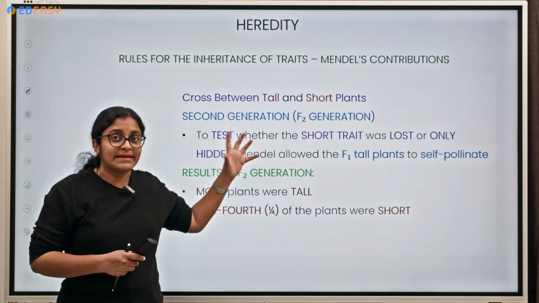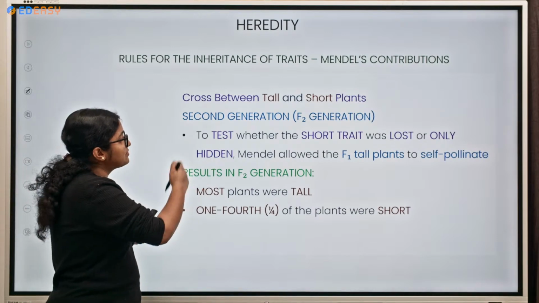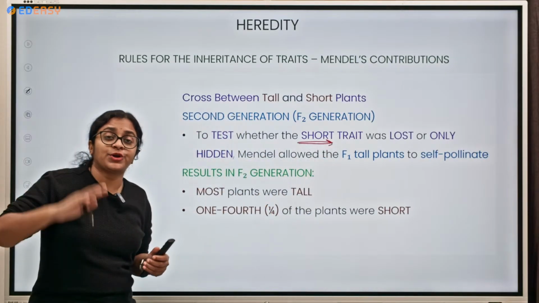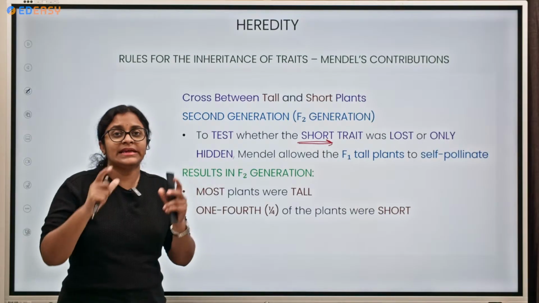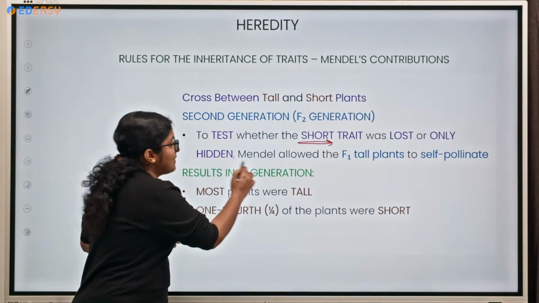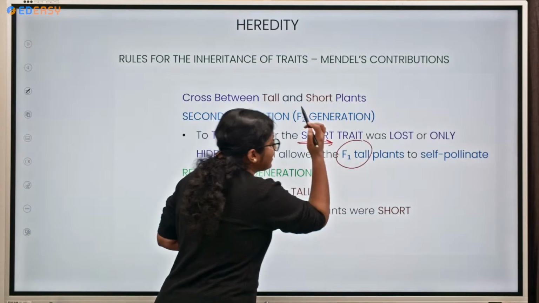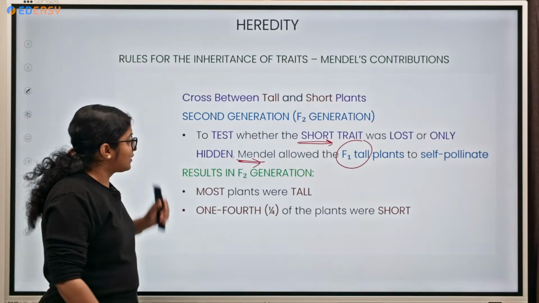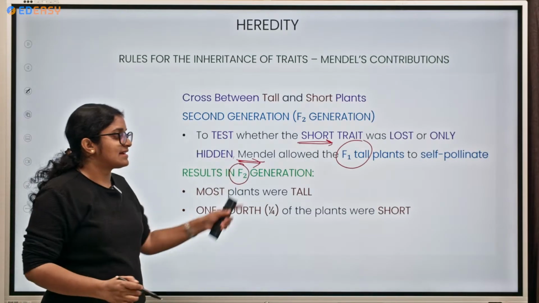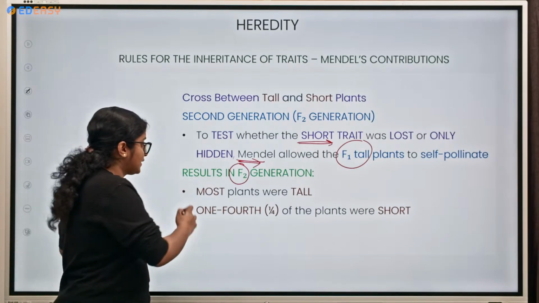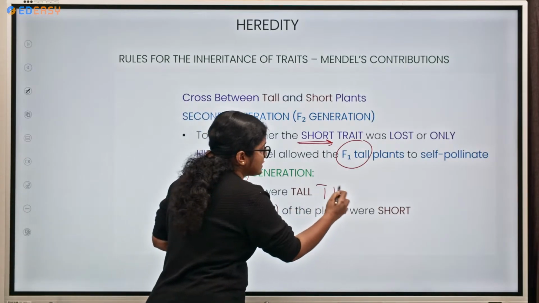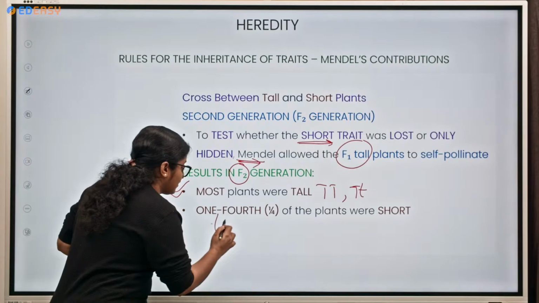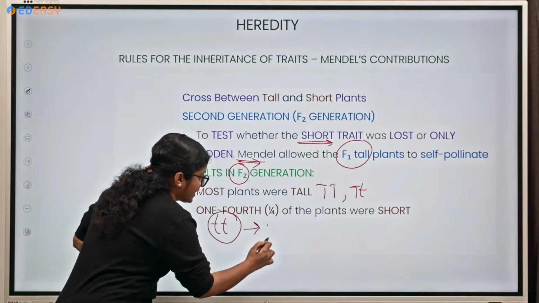Now what Mendel did was raise the F2 generation to test whether the short trait was completely lost or only hidden. Mendel allowed the F1 tall plants to undergo self-pollination. The result in the F2 generation is that the majority of the plants, of course, are tall. They are expressing either this character or this character. But he could also observe that 1/4 of the plants were short.